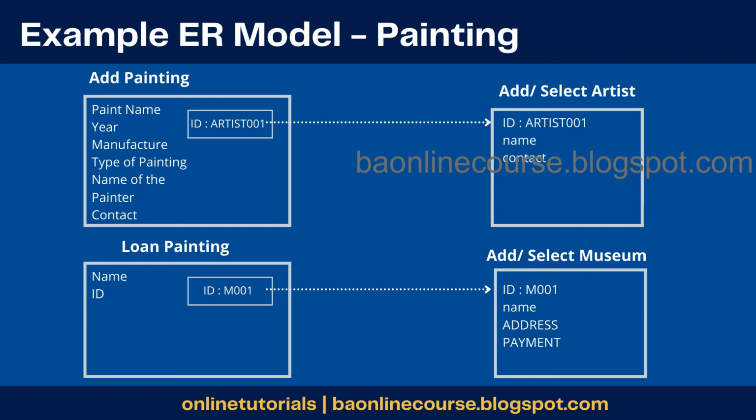Now these are the two main things that he would do. He would first add a painting whenever the painting is coming in, and then he would loan a painting. Whenever he wants to loan it to a museum, he will loan it. So these are the two main things. Now, when we are going for our requirements, let's pick up one screen at a time.